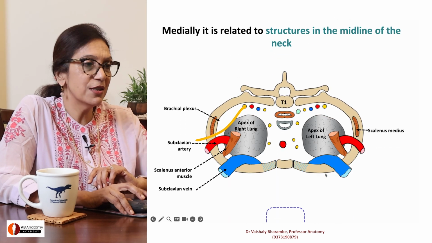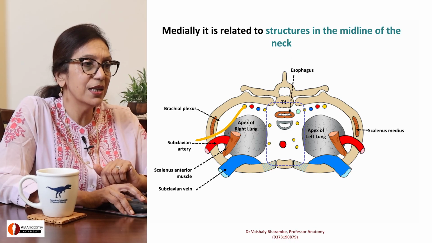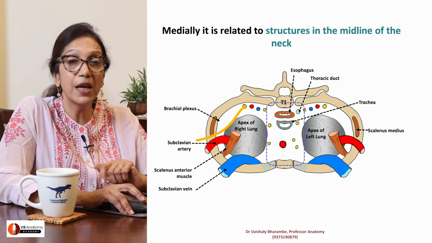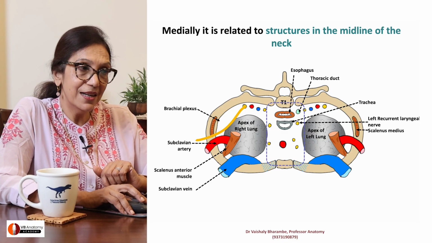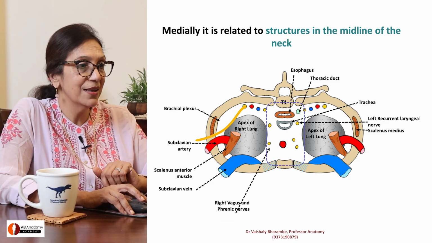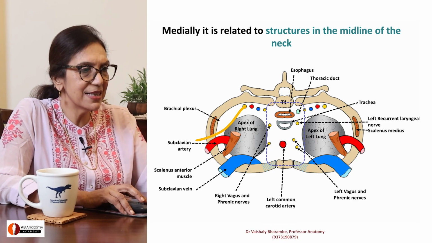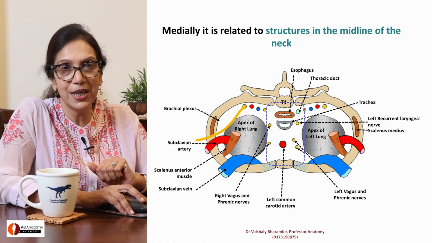What are the structures it's related to in the midline? These structures. So that means what are you seeing? Esophagus, the thoracic duct, the trachea, and a lot of nerves. Can you see there are so many nerves here? Recurrent laryngeal nerve of the left side, right vagus and phrenic, left vagus and phrenic. In the center, it's just left common carotid also seen. So these are all the midline relations.